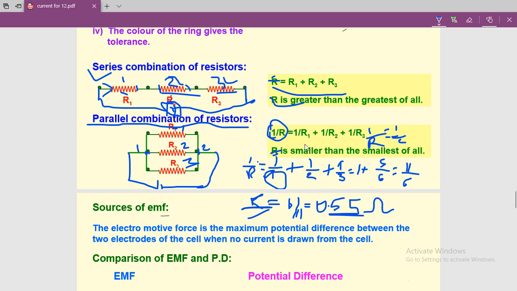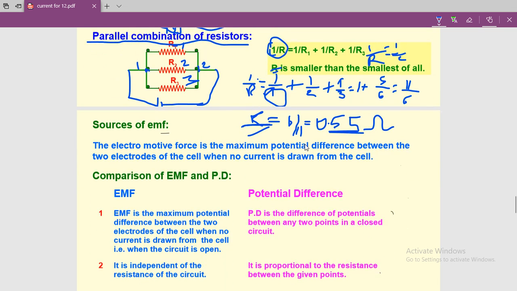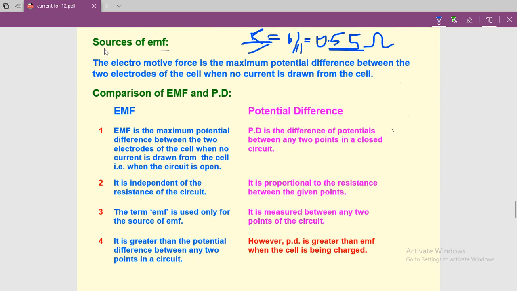So let's start the next topic, that is source of EMF. Students, we are going to start source of EMF. First of all, let us consider what is EMF, what is the full form of EMF. Okay, so students, the full form of EMF is electromotive force. Okay, and this is related to the cell. So let's start with the definition of EMF.